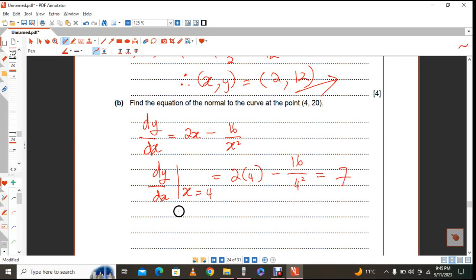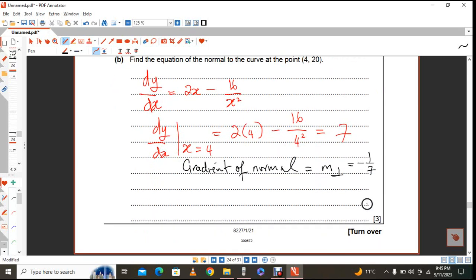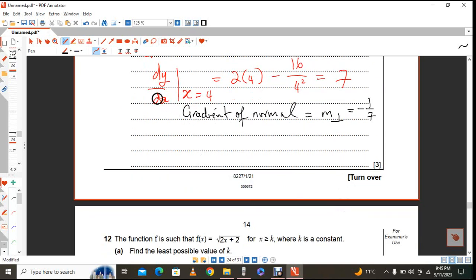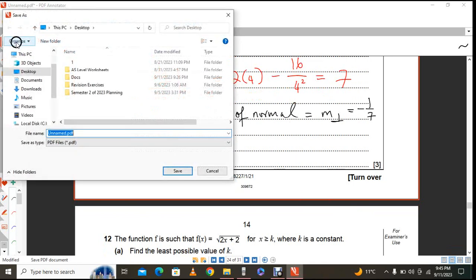Right, so the gradient of the normal, I'm just going to say gradient of normal, is going to be perpendicular to this, which means the gradient there will be -1/7, because if you multiply the gradient of the tangent by the gradient of the normal, it should give you a product of -1. Of course, now maybe I should go ahead and insert one more page.